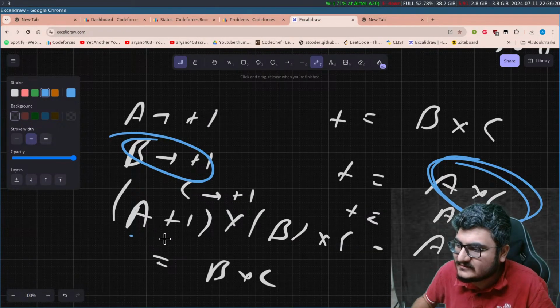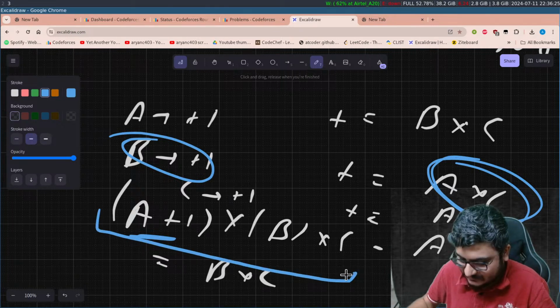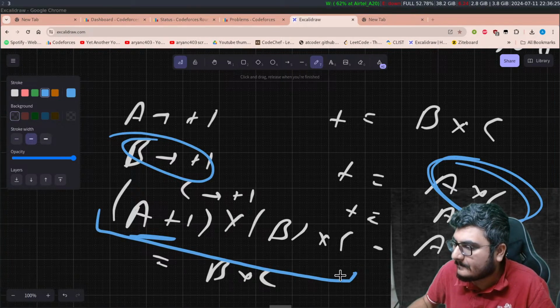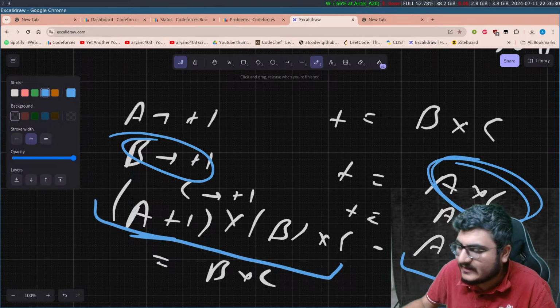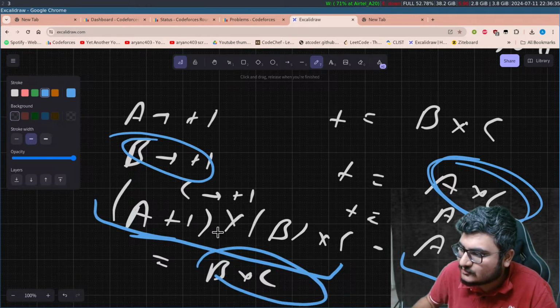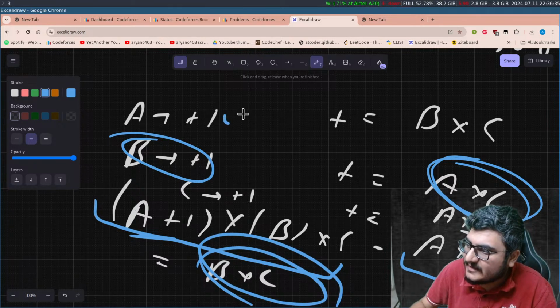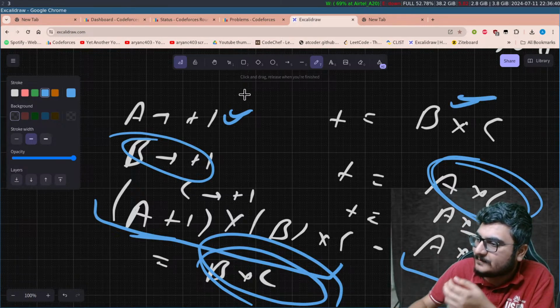The second idea here was, let's say we increase A by 1. Then this would be the new value of the answer, the new value of the product. If you look at the old value of the product, which would be A into B into C, and their difference, it is B into C. So when you increase A by 1, the value of the answer increases by B into C.